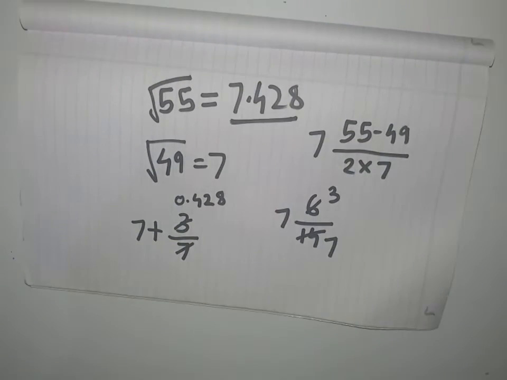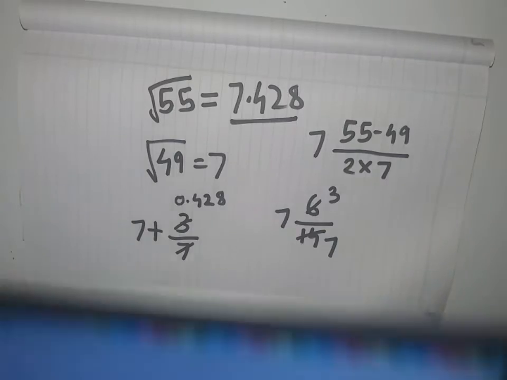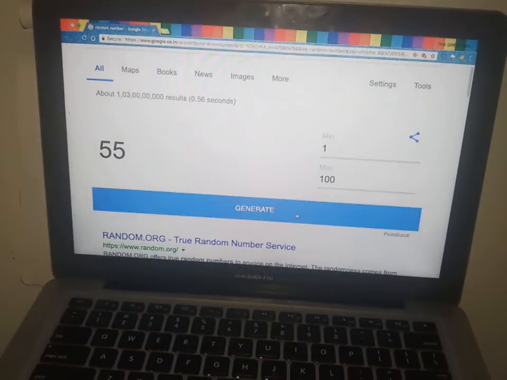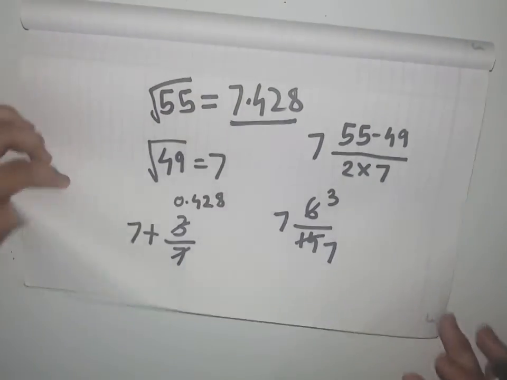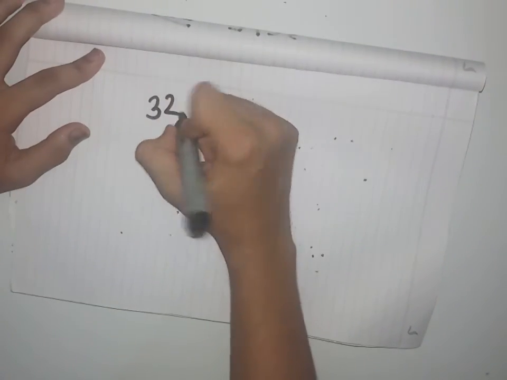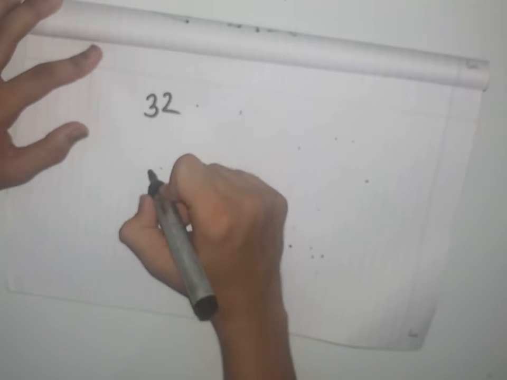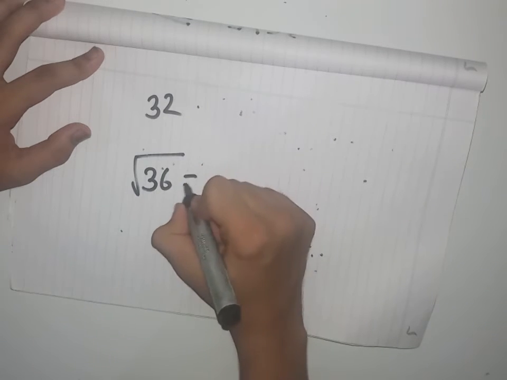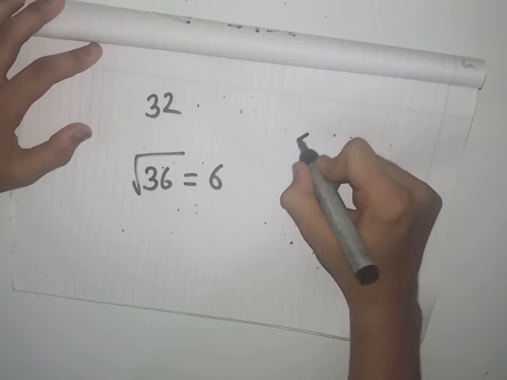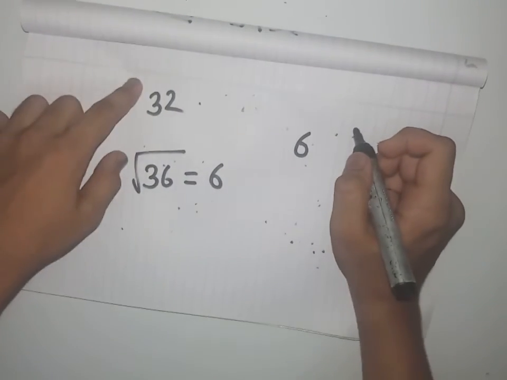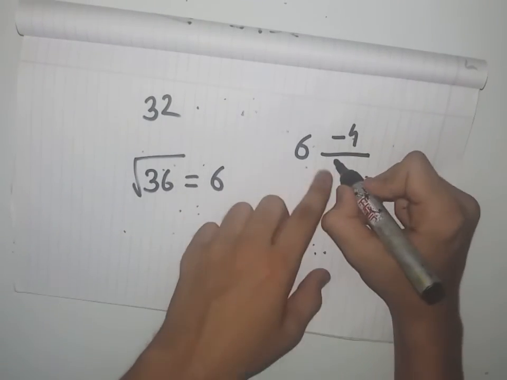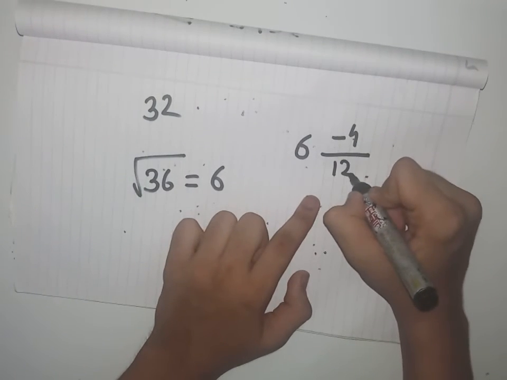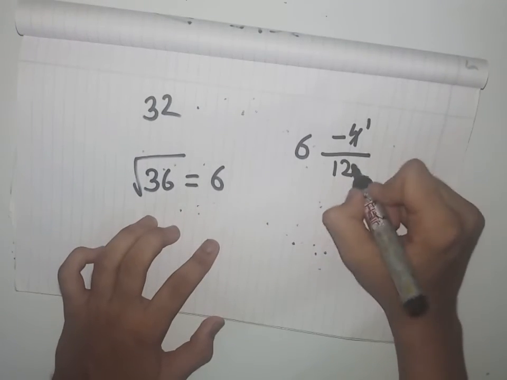And let's do another one. Here I again have the random number generator, 32. So 32 is not a perfect square number, as we know. The perfect square closest to it is 36, which is the square of 6. We'll form the mixed fraction, whole number part 6. 32 minus 36, which is minus 4, upon 2 times 6, which is 12. Minus 4 upon 12 is 1 by 3.